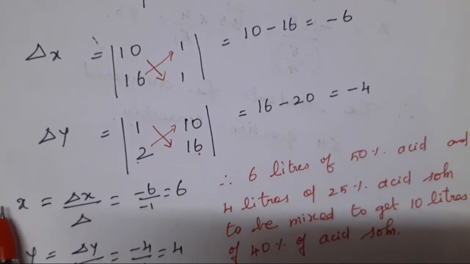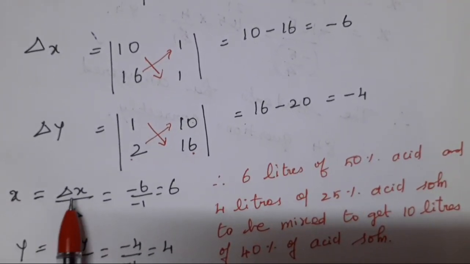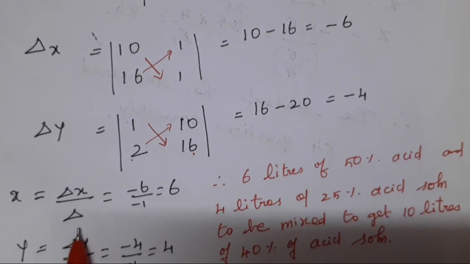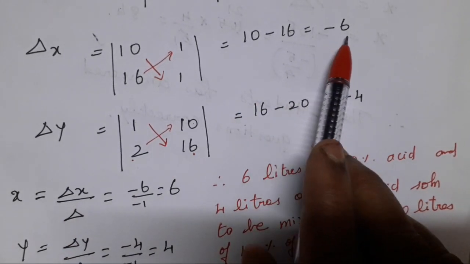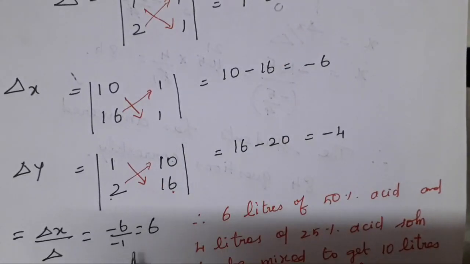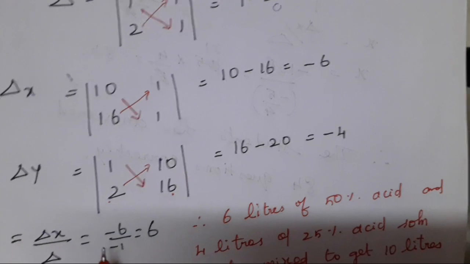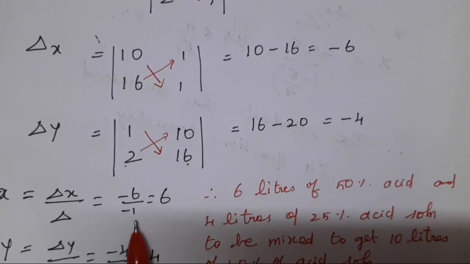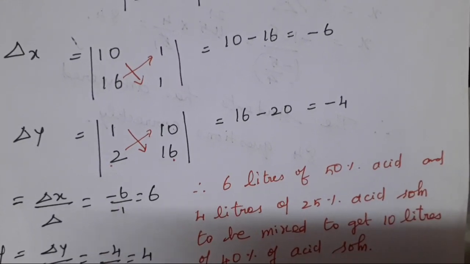How to find x? The same procedure. x is equal to delta x by delta. Delta x is minus 6. Delta is minus 1. So delta x by delta equals minus 6 by minus 1 equals 6. Minus minus is plus.